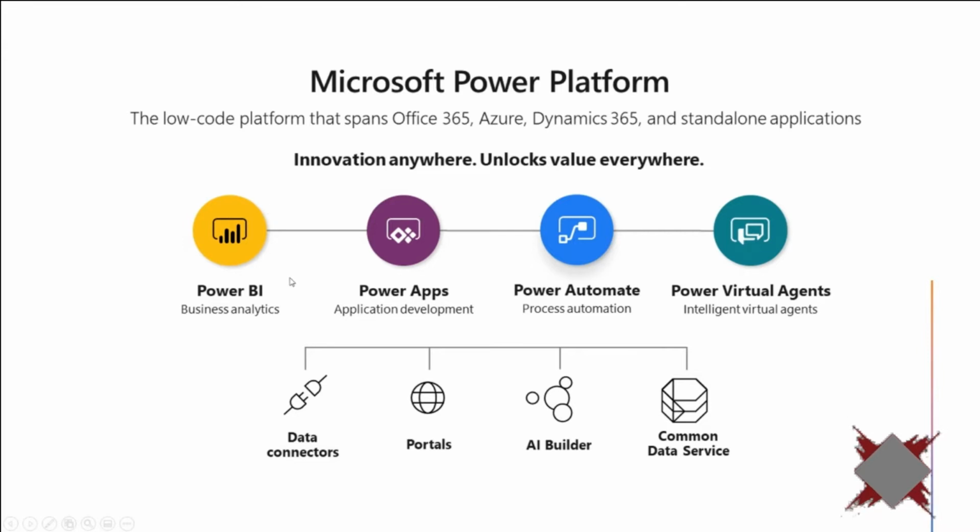We have the Power BI, we have Power Apps, we have Power Automate, and now we have Power Virtual Agents. And all of these apps are built upon the data connectors, portals, AI Builder, and the Common Data Service. Common Data Service is the data store, right? So you're going to see a lot of commonality when I show you Power Virtual Agents with Power Automate. They sort of look alike with the editor, and also with Power Apps, the canvas is going to look kind of the same. And you'll even see elements of Power BI in there.